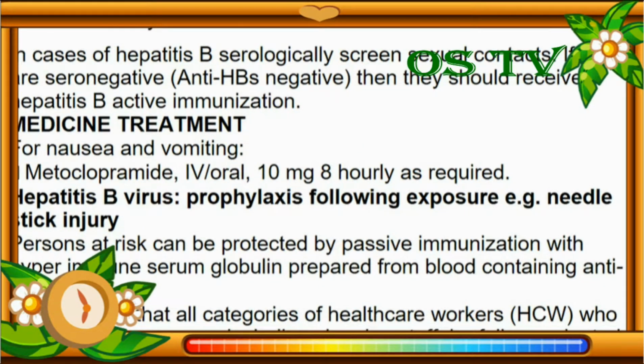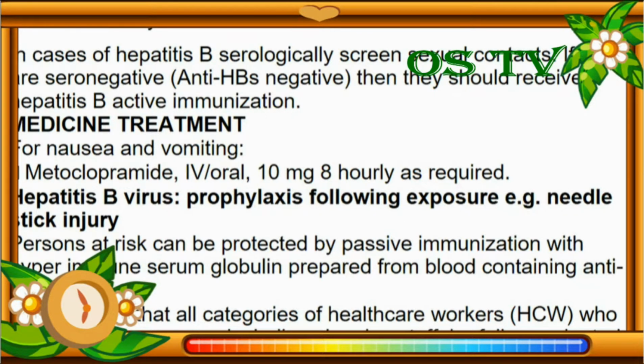Medicine treatment for a patient having nausea and vomiting: Metoclopramide IV or oral 10 mg 8 hourly as required.